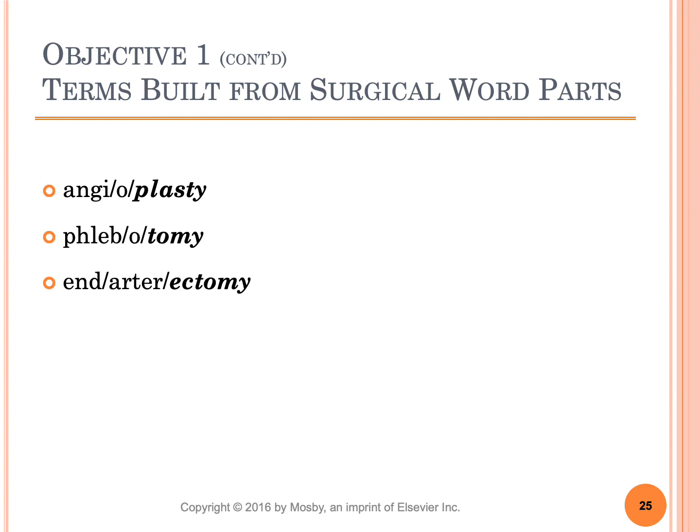And so we incise the artery, we do an arteriotomy, and then we do an endarterectomy, and then we do an angioplasty. All right, the last term here is splenectomy. So what are we doing to the spleen? We're taking it out, right? Ectomy means the excision of, and so here splenectomy means we are removing the spleen.